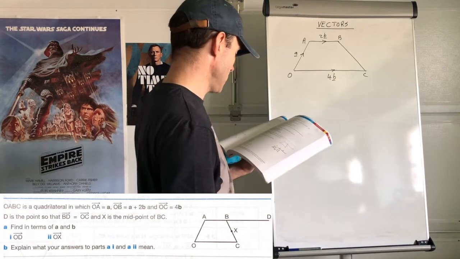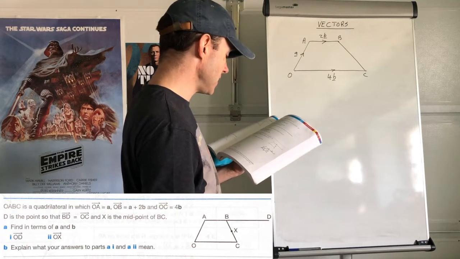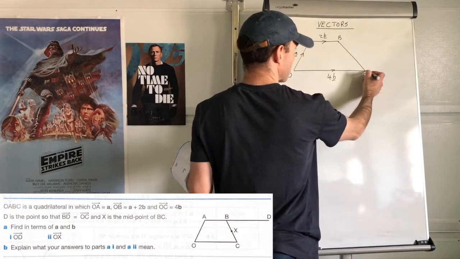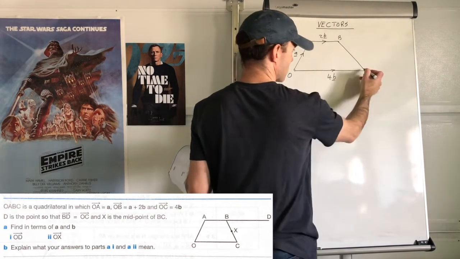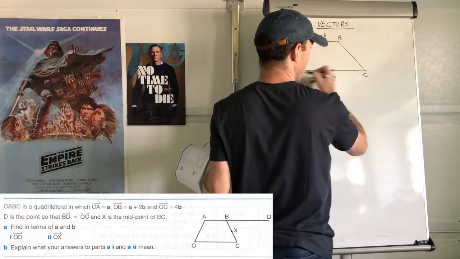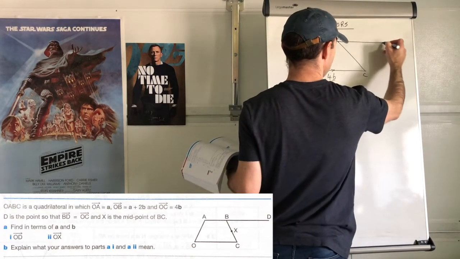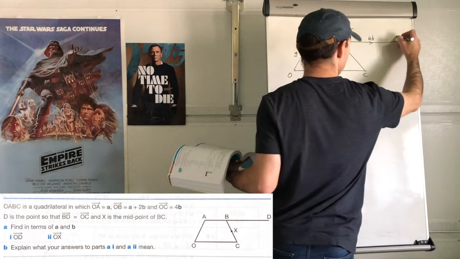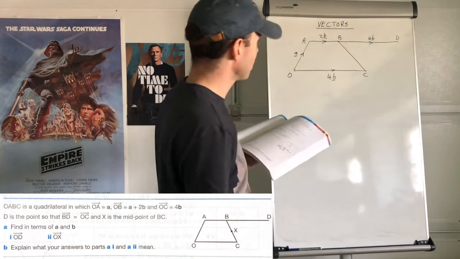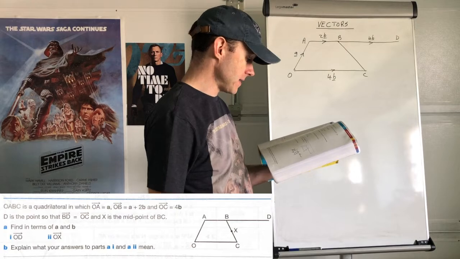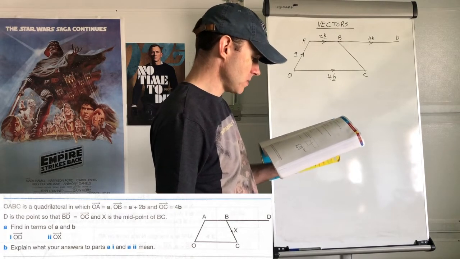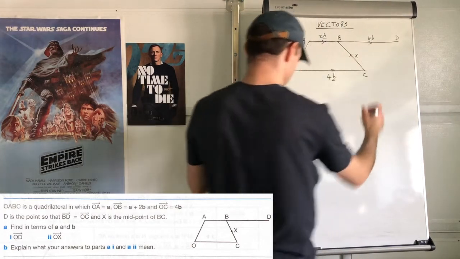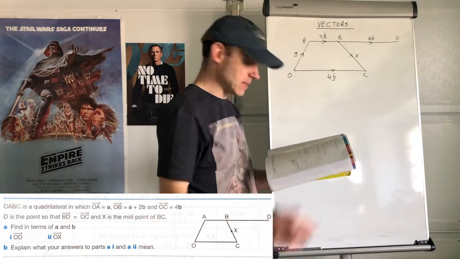Right, I'm going to do the rest of it now. D is the point such that BD is OC. So it's saying that BD is effectively the same vector as that. From B, I'm going to draw another one of those. So BD must be like that, such that that bit there is also 4b. Does that make sense to you? I really hope so. And what else have we got? X is the midpoint of BC. Let's put that in there and mark it with an X. And that's it. We're ready to go.